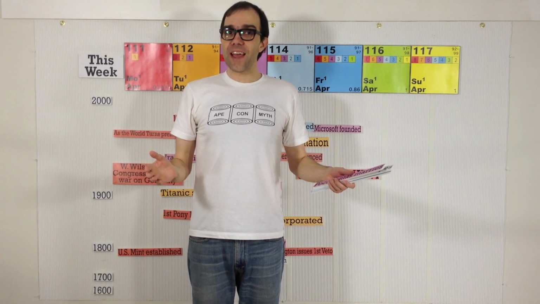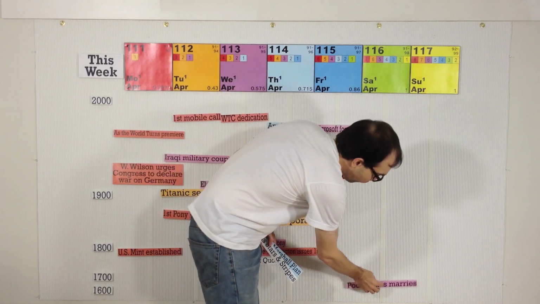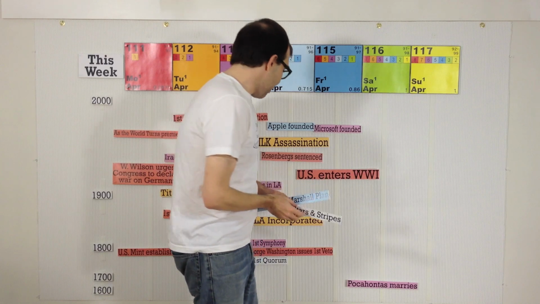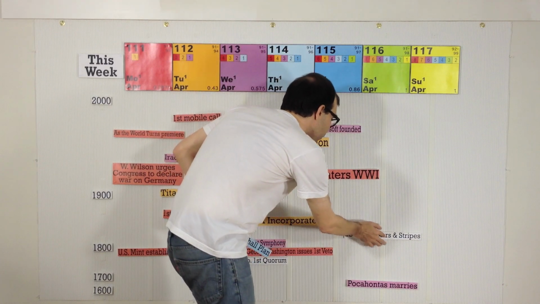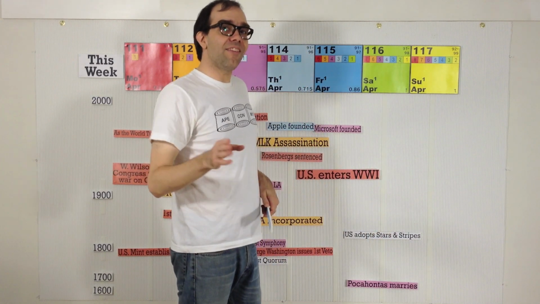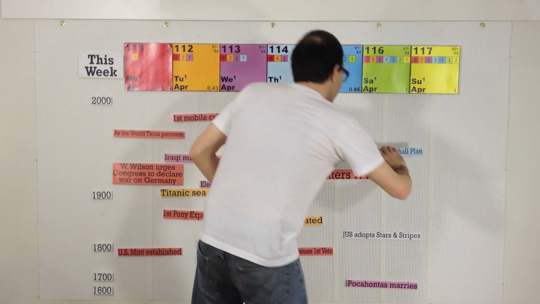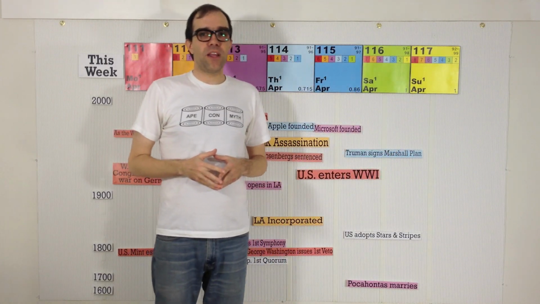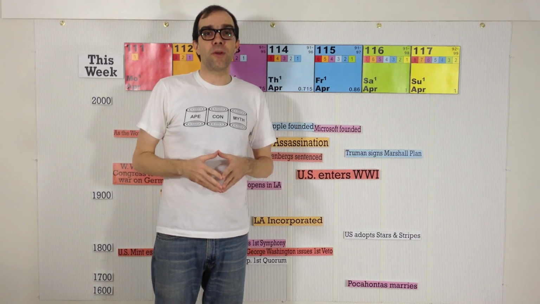What's the weekend forecast? Well, as usual, we got a wedding to go to, and that's going to be on Saturday for Pocahontas back in 1614. And also on this day, we got the U.S. adopting the Stars and Stripes back as its flag in 1818. And then President Truman, working on a Saturday, signs the Marshall Plan back in 1948. And that's to help Europe recover economically from World War II.